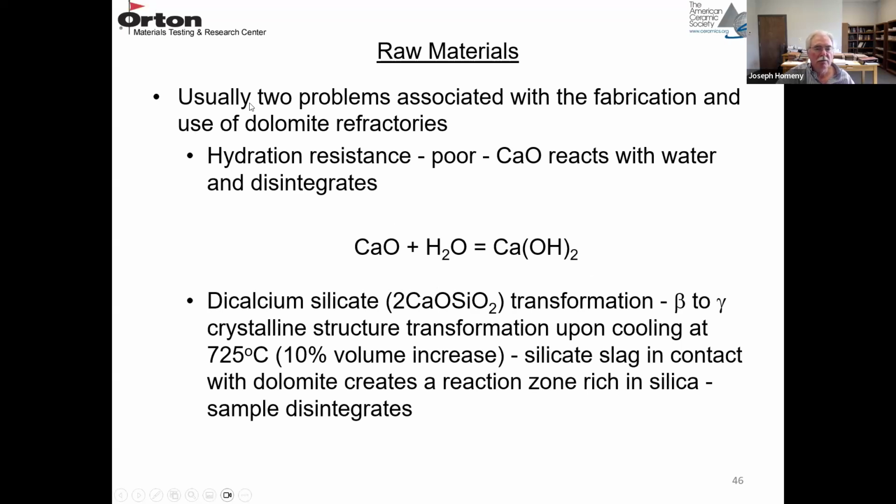So dolomite is relatively abundant, it's relatively cheap, it's a high temperature refractory material, but there's two big problems associated with dolomite refractories. The first, really the biggest problem, is hydration resistance. It's really poor. The lime reacts with water and disintegrates. So CaO plus H2O forms the calcium hydroxide. That's a big volume change and will totally disintegrate a refractory.